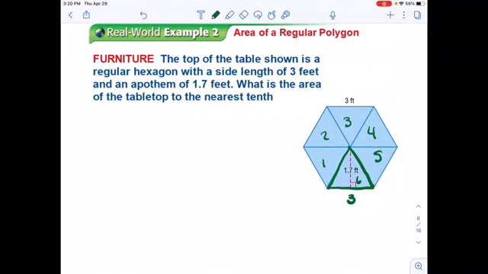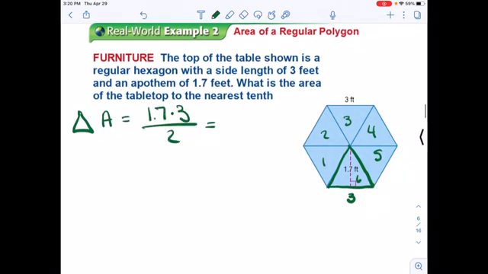So it says the top of the table shown is a regular hexagon with a side length of 3 feet and an apothem of 1.7 feet. What is the area of the tabletop to the nearest tenth? So I'm just going to find the area of the triangle. That is base times height divided by 2.